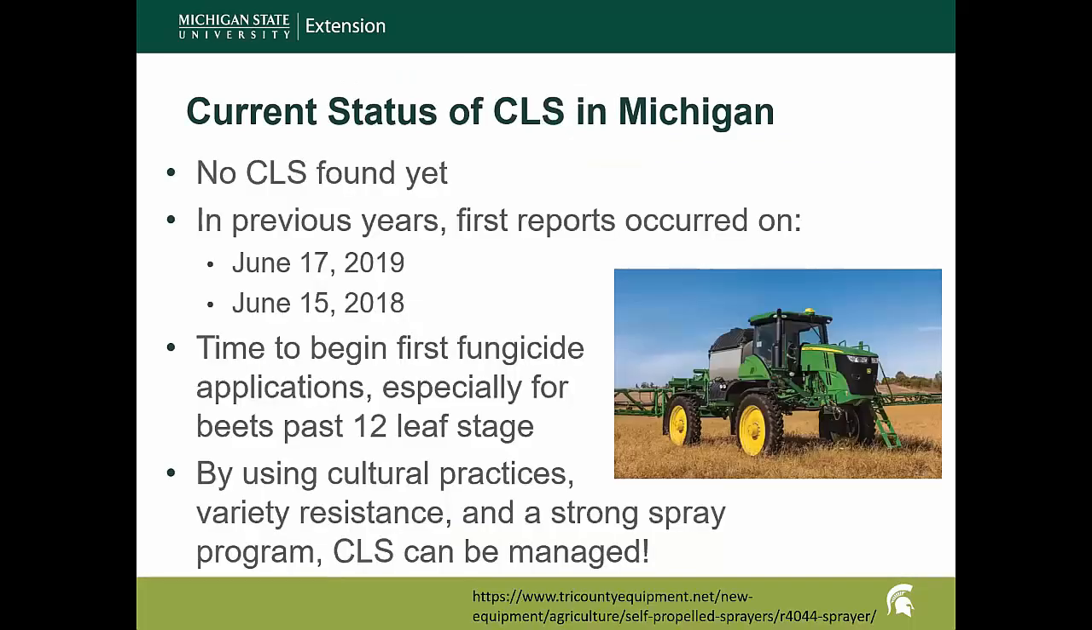At this point, we have not actually found any Cercospora leaf spot in the field to my knowledge, although it's definitely about the time when we expect to start seeing those first lesions. Last year, I found the first lesions on June 17th, and the year before, I found the first ones on June 15th. Those are both in commercial grower fields. As I said, it's definitely time to start with your first fungicide applications, especially if you have older beets in your field.